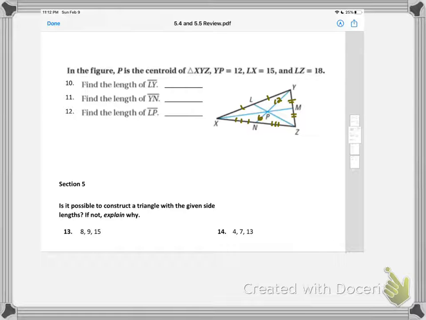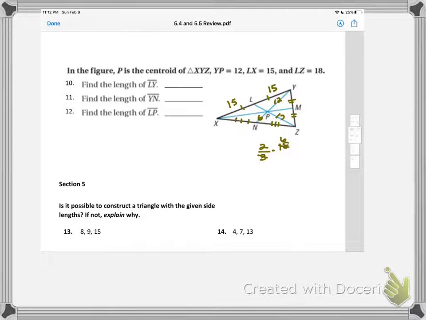LX is 15. If LX is 15, then LY is also 15. LZ is a median. If LZ is 18, then what do I know about PZ? That's the longer one. So PZ will be 2/3 times 18. So that's going to be 12.